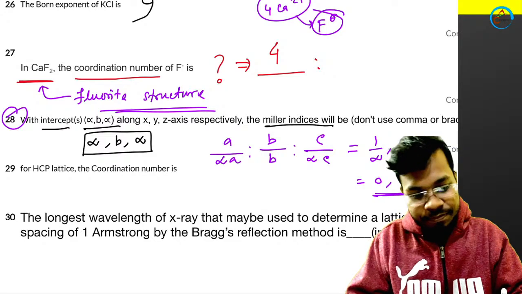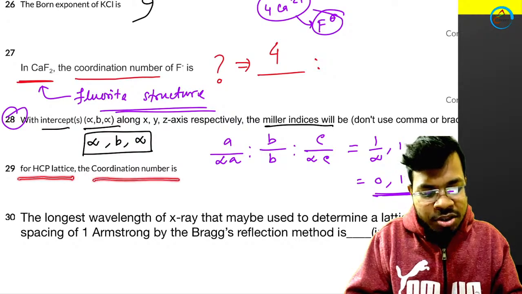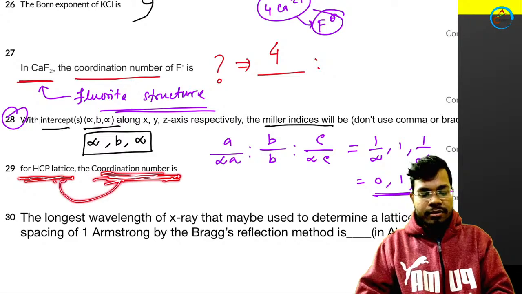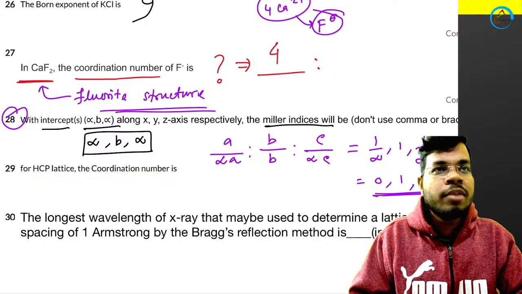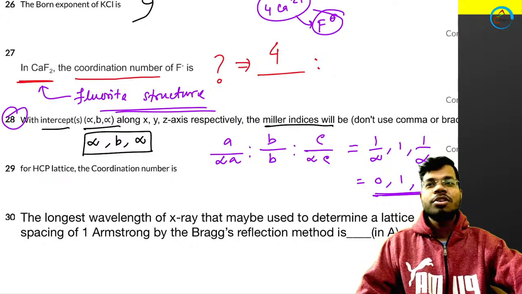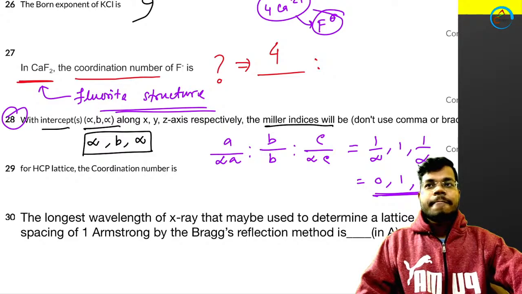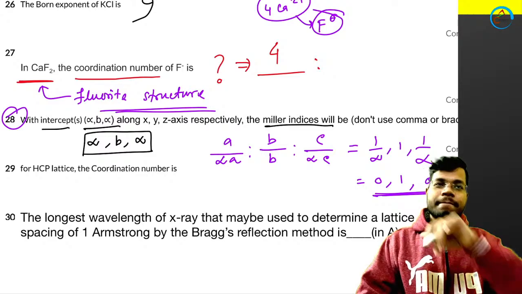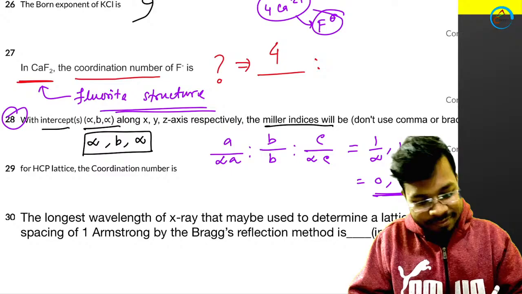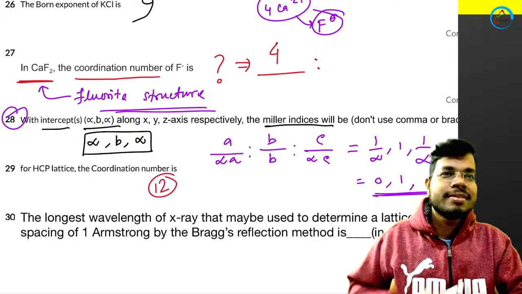Right? Next. For an FCC lattice, what will be the coordination number? Anybody can tell me what the coordination number for an FCC lattice is? Okay, good. Sakthi, Pritam, Prayojit. Good. It will be 12. Yes.